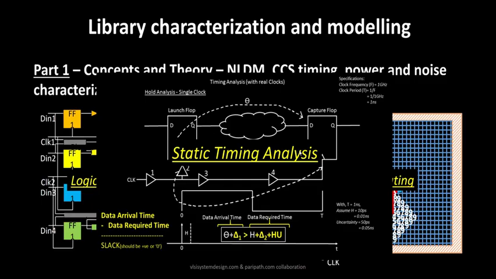So for example, if you have a launch flop and a capture flop, and you see this particular equation that represents what the data arrival time is and what the data required time is, this is an example of a hold violation. You might want to go through one of my STA courses to understand the static timing analysis part. In all these steps, the STA step is basically the last stage in an IC design flow. This is called the sign-off STA stage, or the sign-off timing analysis.